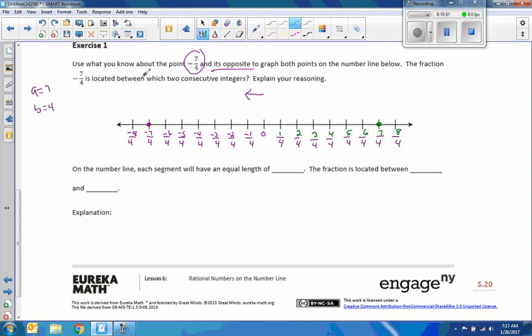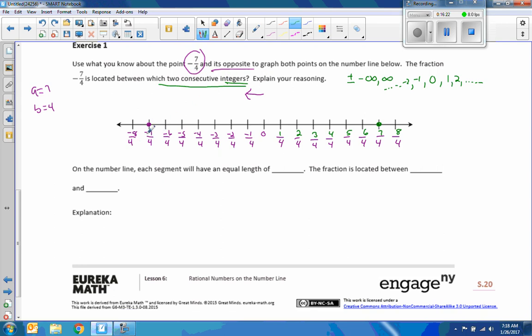The fraction is between which two consecutive integers? An integer is a positive or negative number that goes from negative infinity to infinity. Okay? What I mean by that is it's 0, 1, 2, and dots mean go on forever. And then negative 1, negative 2, and dots go on forever the other way. No decimals, no fractions. So it says which two integers are these between?